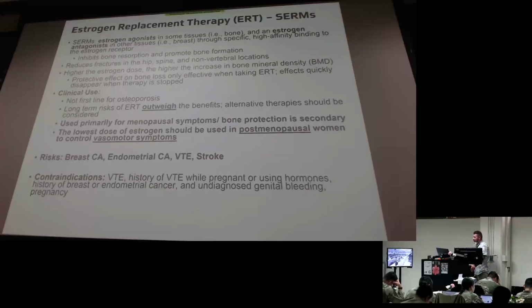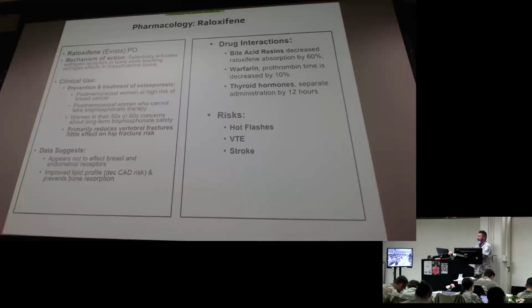The risks of estrogen replacement therapy: breast cancer, endometrial cancer, as I mentioned, venous thromboembolism, and stroke. So the risks are high, they are real. So those are your contraindications as well. Also contraindicated in pregnancy, in those using hormones, with a history of either breast or endometrial cancer, or undiagnosed genital bleeding, and like I said, pregnancy. So raloxifene is the SERM representation, and as I said, you get the benefit of estrogen without the risk of breast and uterine cancer.